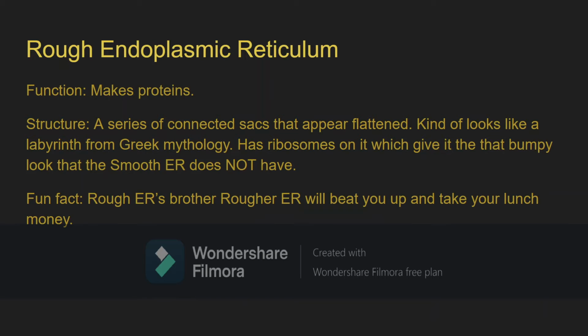Rough endoplasmic reticulum. Your function for the rough endoplasmic reticulum is that it makes proteins. And its structure is just a series of connected sacs that appear flattened when you look at them. It has ribosomes on it, which give it that bumpy look that the smooth ER does not have.